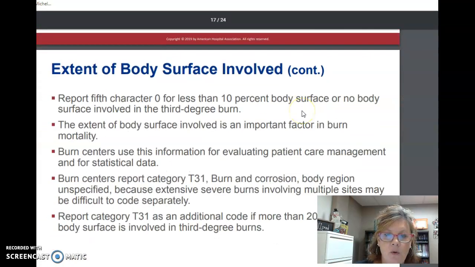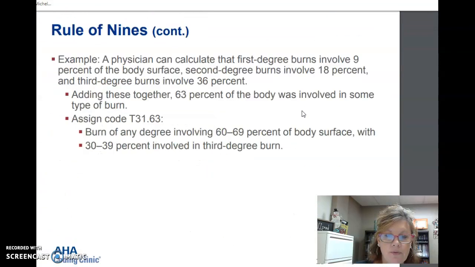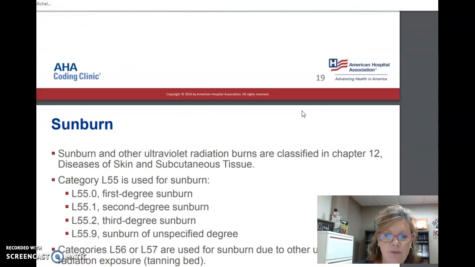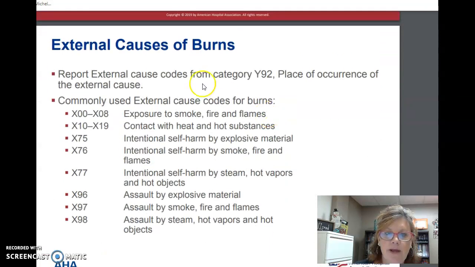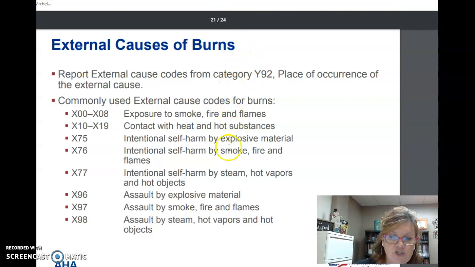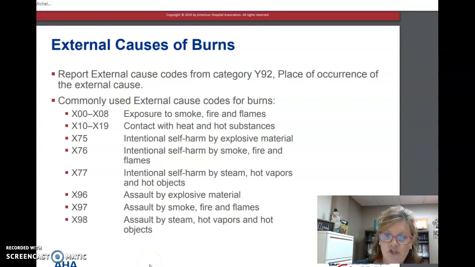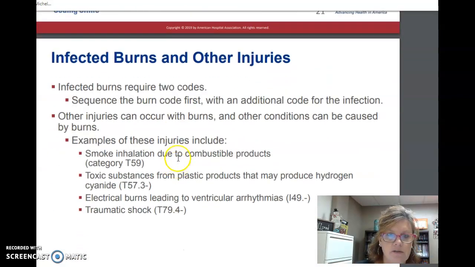All right, so go through the rules of nines. Just make sure you read through that. Sunburn puts you in a different category, puts you in the L categories. And then again, we are going to have external causes of burns. Okay, so with burns, let's go back again. I told you with the last chapter to make sure you go ahead in your ICD-10 book and do their own chapter here, or mark off your own section for extent.